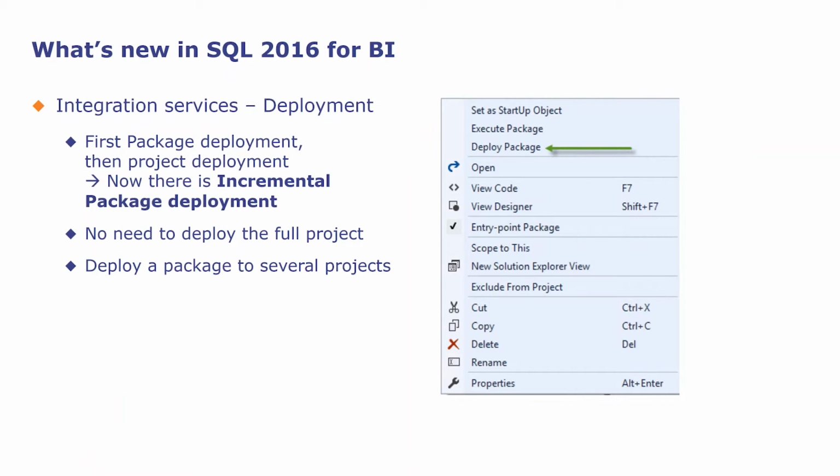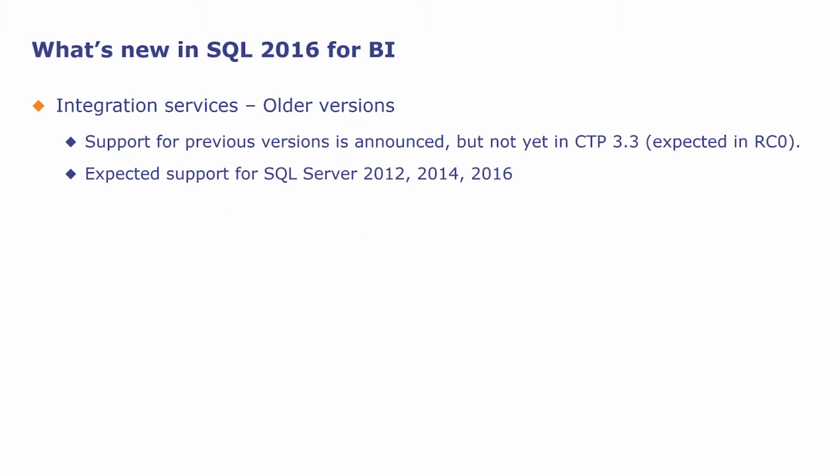On the level of deployment in Integration Services, first we had package deployment, then we had project deployment, and now there is a third one, incremental package deployment. So you can choose one package and you can deploy it to one project or to several projects or to a new project. Still in Integration Services, there is finally support for older versions. This has been requested many times. It is not yet available in CTP 3.3, but yesterday it was announced that it is expected in release candidate 0. And the expected support for SQL Server will be for 2012, 2014, and of course 2016.